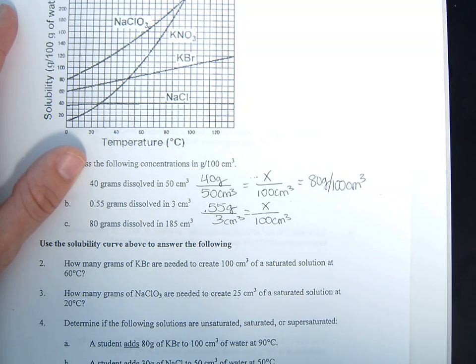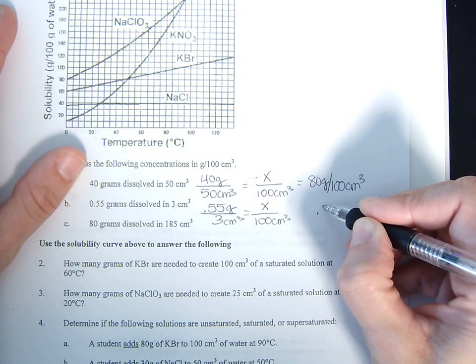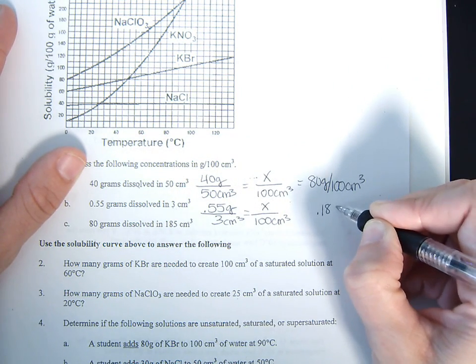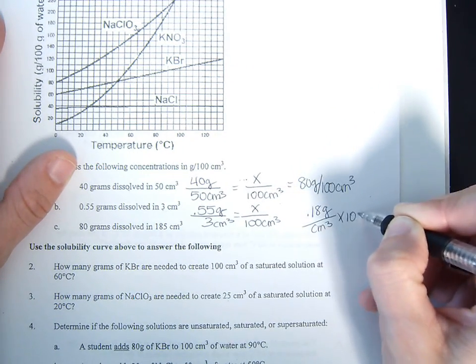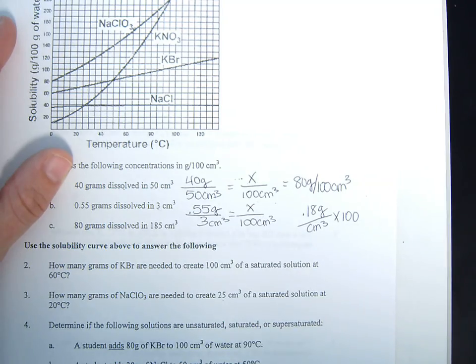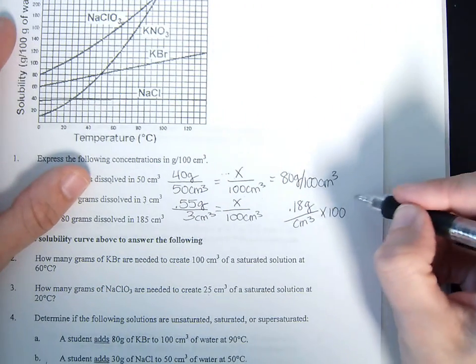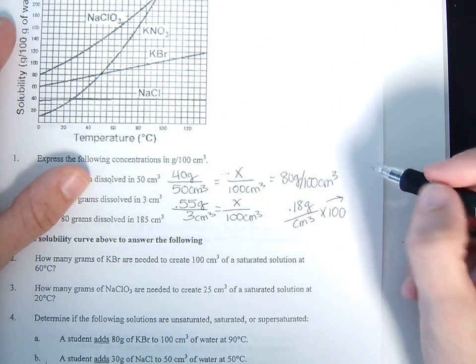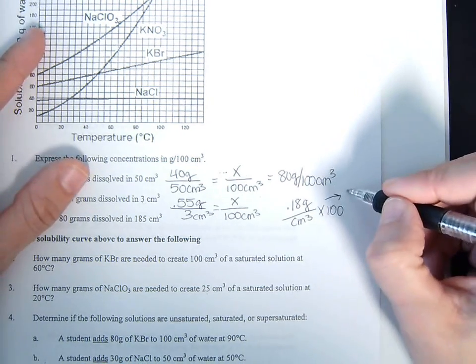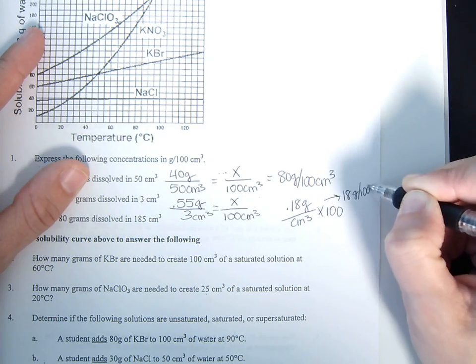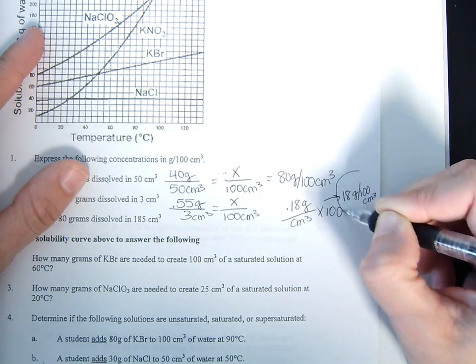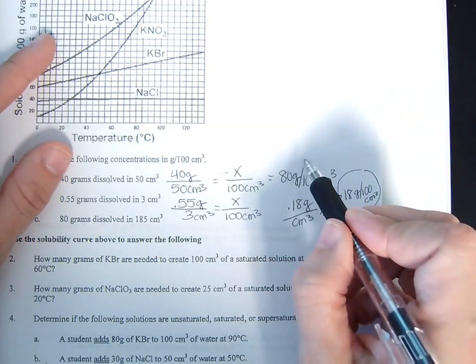So what I'm going to do is do 0.55 divided by 3, and that gives me 0.18 grams per cubic centimeter, and then I'm going to take that and multiply the whole thing times 100, and I get 18.3. So this one turns out to be, well, I'm just going to say 18 since we're going to try to use significant digits here. 18 grams per 100 cubic centimeters. So that's the answer to part B. This is the answer to part A.